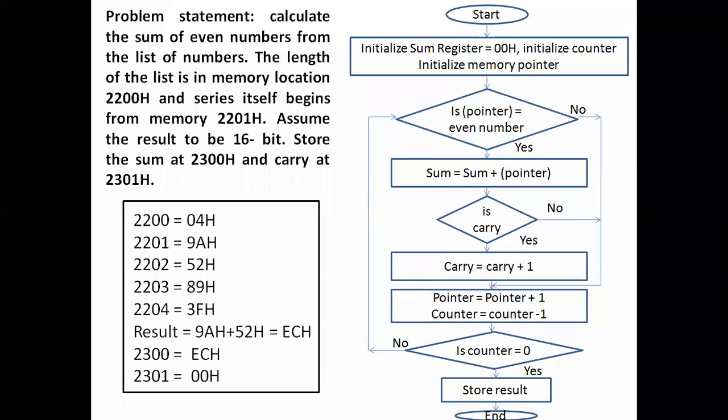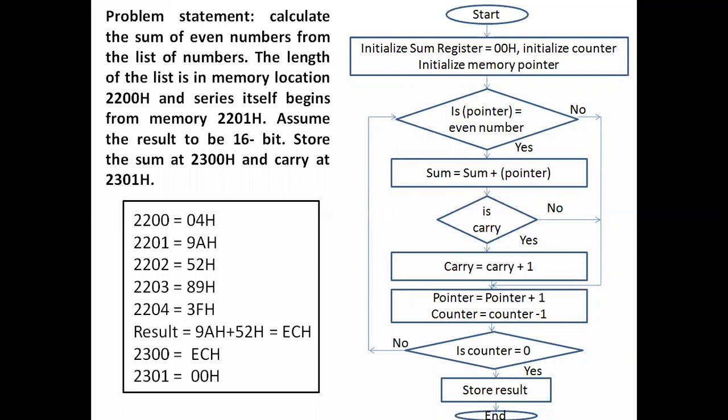So how are we going to do this? First of all, we have to initialize the sum, because we have to take the sum of all the even numbers. So we have to initialize a register which will work as a sum register. We also have to initialize the counter, because it tells how many numbers you have to test to find the even numbers. And then you have to initialize the memory pointer also, because you must know the memory location from where you will get the data.